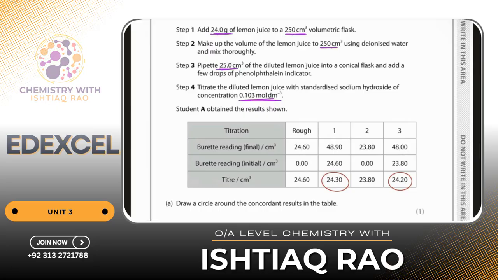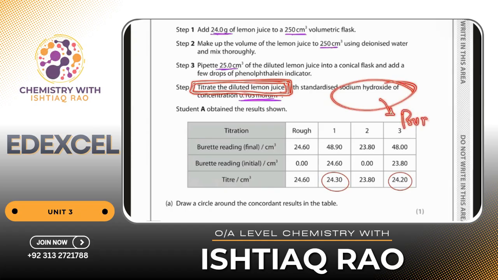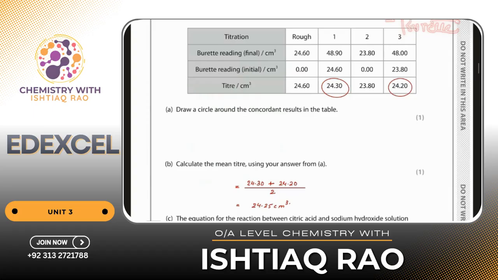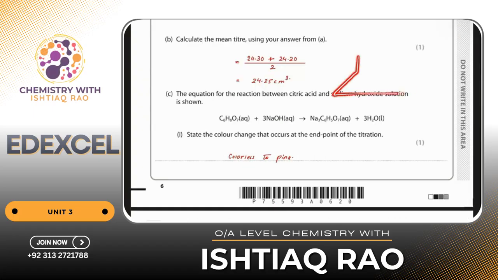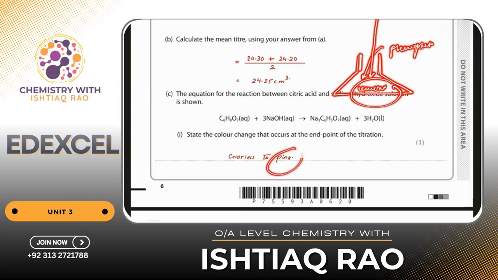Titrate the diluted lemon juice. Lemon juice is present in your conical flask, and NaOH is present in the burette. So in the conical flask, I have lemon juice. When I add phenolphthalein to it, it is going to be colorless. When you add NaOH from the burette, the colorless will change into pink. Okay, simple.